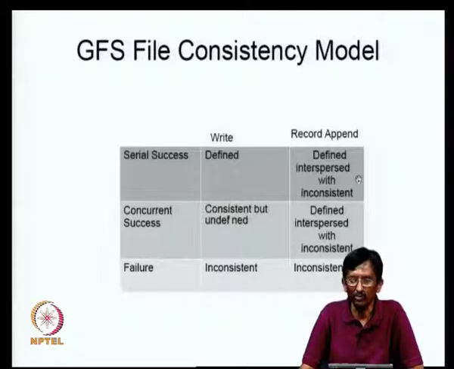Similarly with record appends also we have a similar situation. Once you succeed, it is defined, but it might be that there are some earlier parts, at lower offsets, which are some stuff that was put in, but could not be carried forward because some chunk servers failed, or they could not complete that part of the write. Okay. So, that is basically what this is.